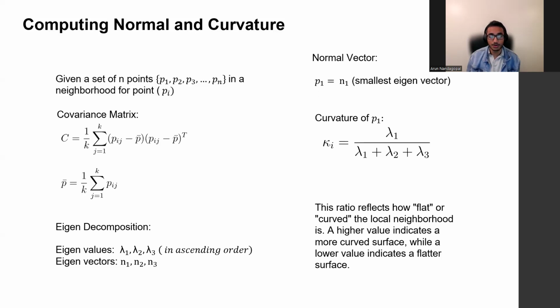And this is how we go from just a set of points where we only know the XYZ to getting the normal and the curvature, which lets us do more manipulation with a given point cloud.